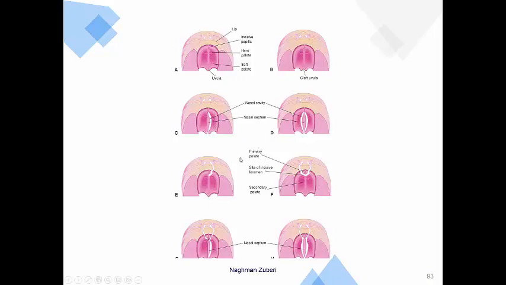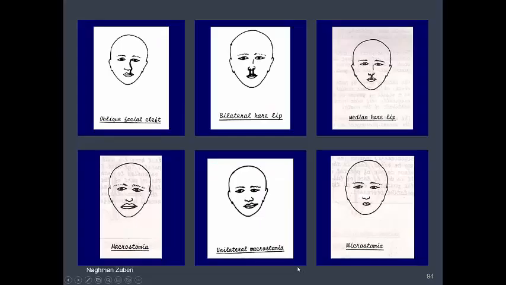It could be just a cleft of the lip, it could be cleft lip and palate, it could be unilateral, it could be bilateral, it could be just the clefting of the anterior part, that is the clefting between the primary palate and the secondary palate, or it could be a through and through clefting.